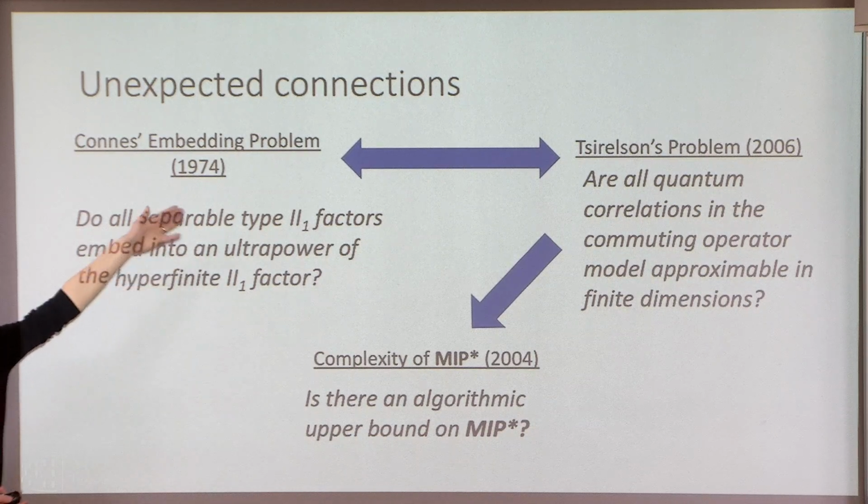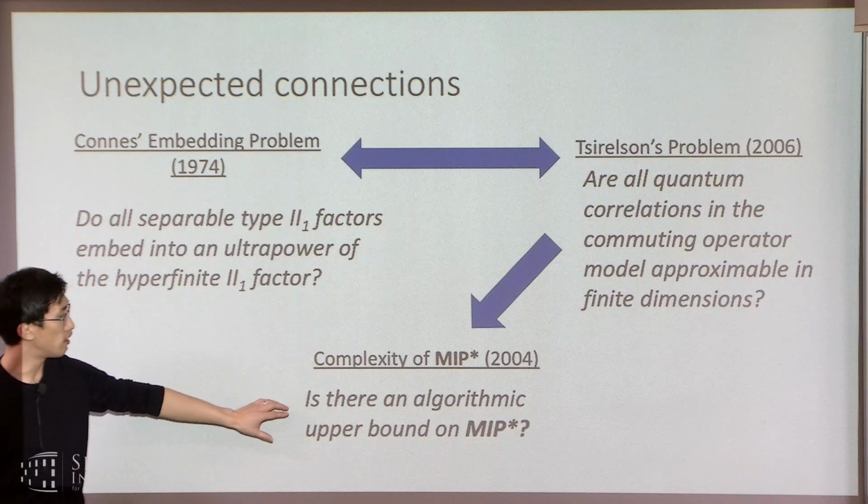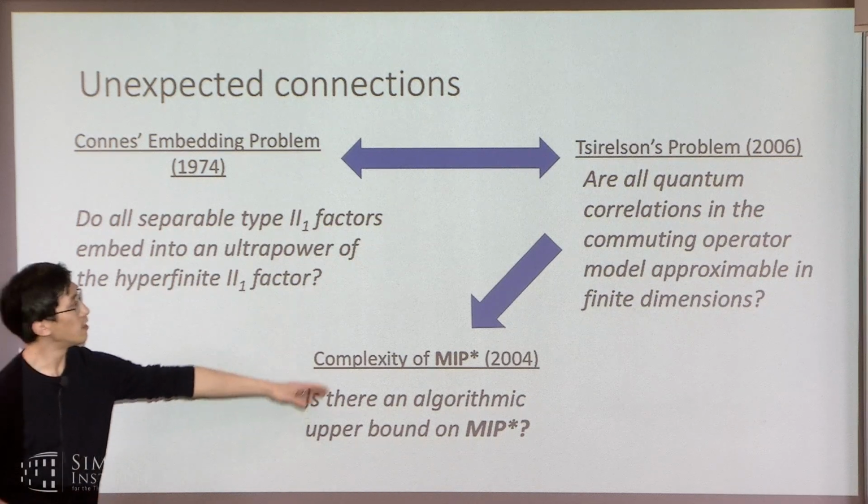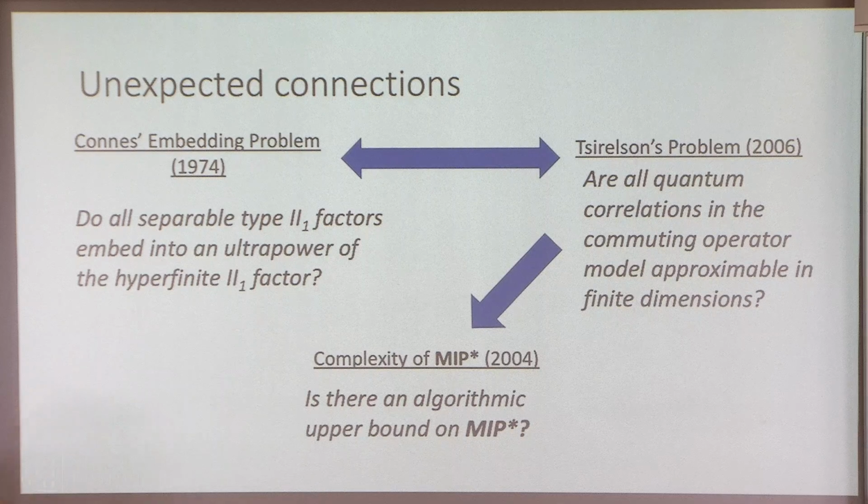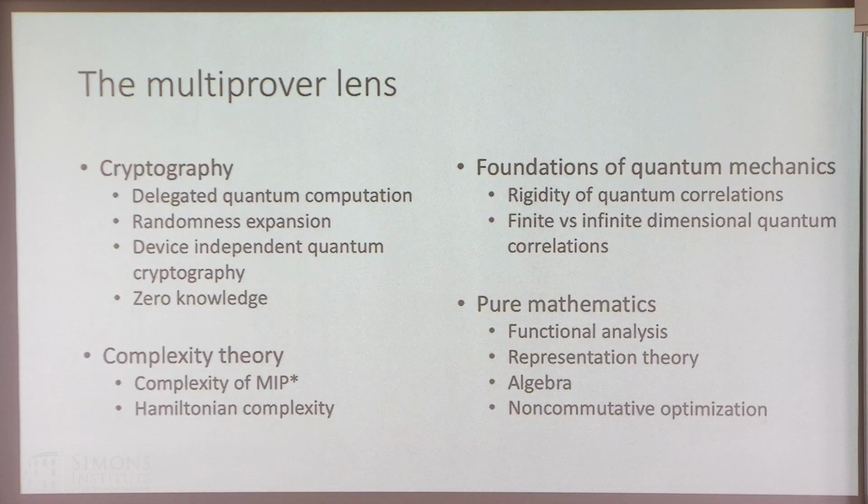Well, anyhow, through these connections, proving a sort of algorithmic no-go result implies no to Tsirelson's problem and therefore no to the Connes embedding question. So that's all I'll say about that.